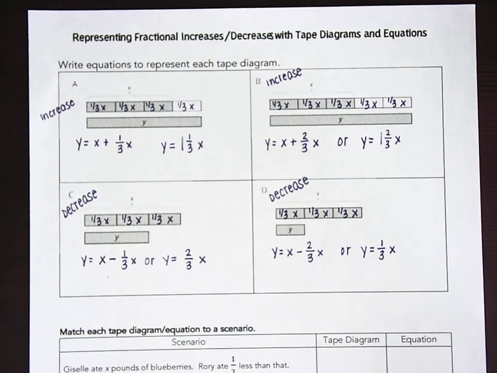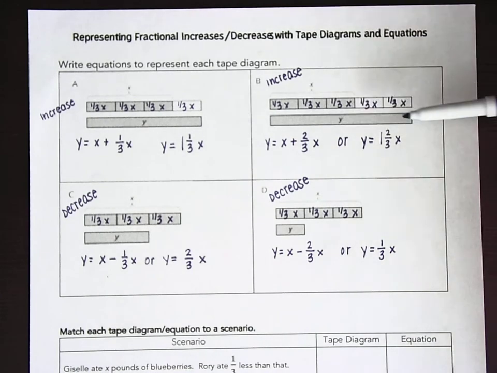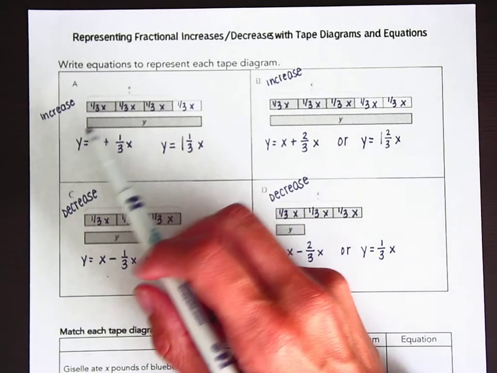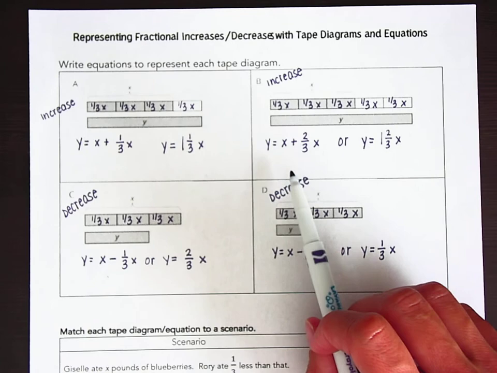So now that we've written our equations, there's a couple things that we can still think about. When we see an example of an increase, like we did up here, we notice that in our simplified expression or equation we have more than one whole x. And we know if we're adding something onto x, we should have more than one whole of that x. We also know if we're adding something on, the operation that we should see in that equation should be addition.